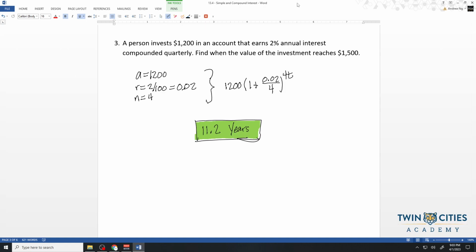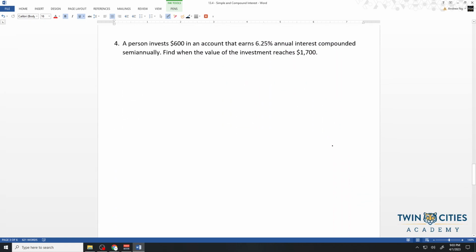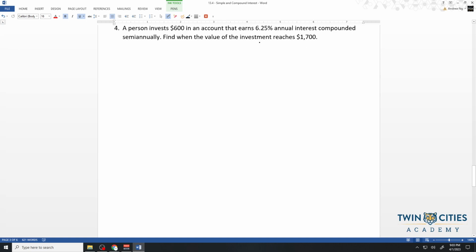All right, let's do one more of these. A person invests $600 in an account that earns 6.25% annual interest compounded semi-annually. Semi-annually means twice per year. Find when the value of the investment reaches $1,700. Okay, so again, I need to find A. A is $600. That's what we start with.